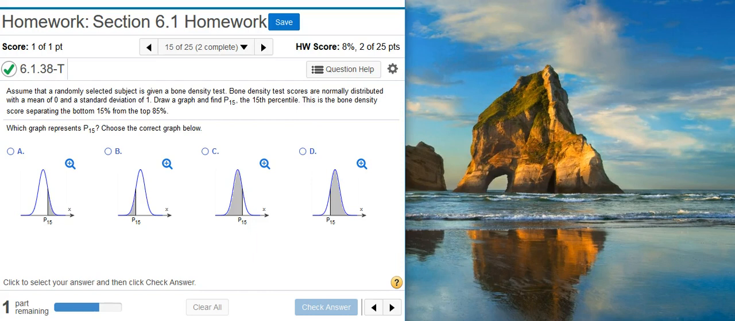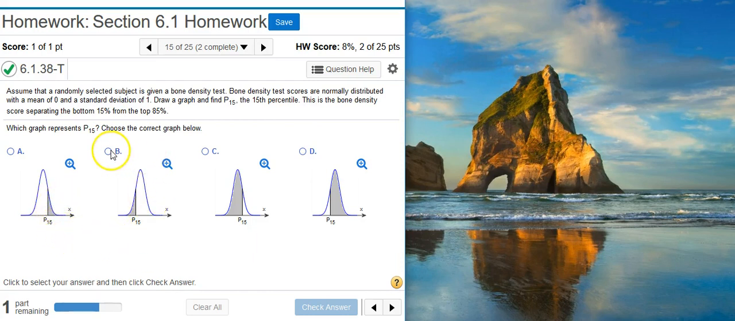Okay, the first part of this problem is asking us which graph represents P sub 15. To do this, we need to remember that percentiles are the area of the curve that is below the given percentile value. So here, the given percentile value is 15. Therefore, we want the area of the curve that is below P15. And that area will correspond to 15% of the total.